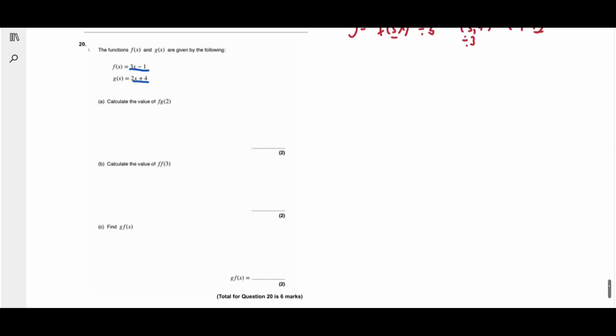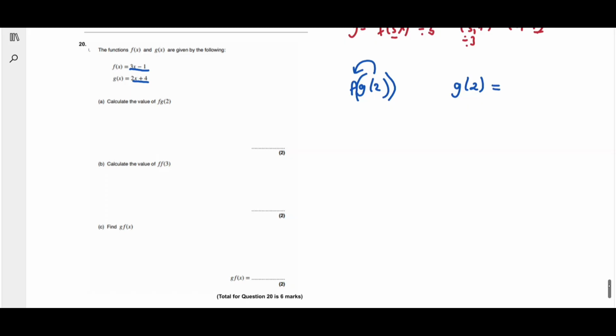So the first thing I've got to do is calculate the value of, let's do it over here, fg2. All that means, when you've got composite functions, is you're combining functions. And because g is on the inside, you're going to put g into f, essentially. So first of all, let's work out what G2 is. Once I've got the answer to G2, I can put that into F.